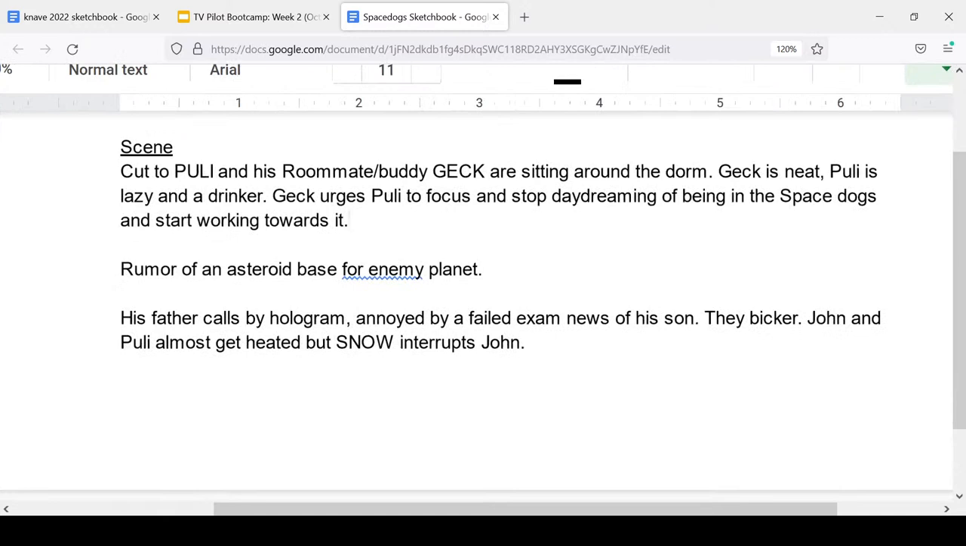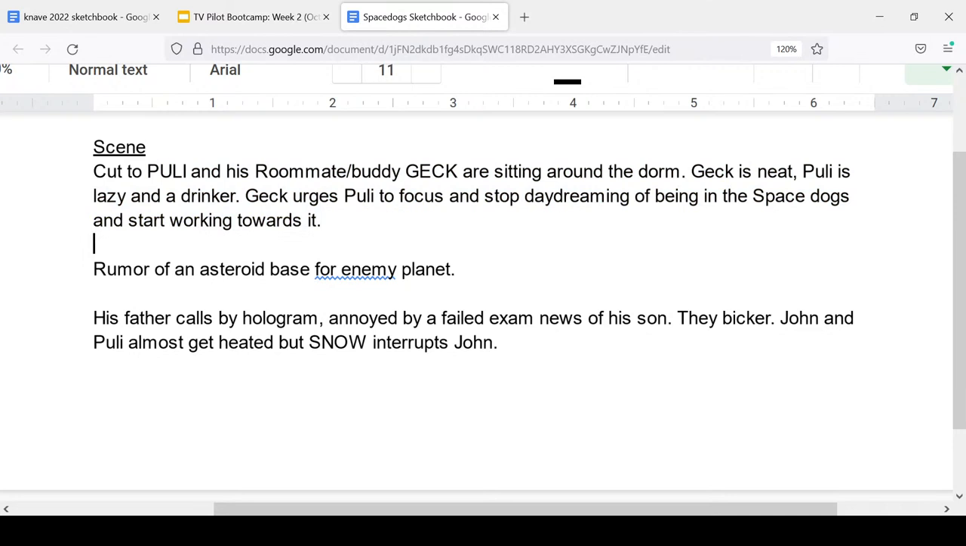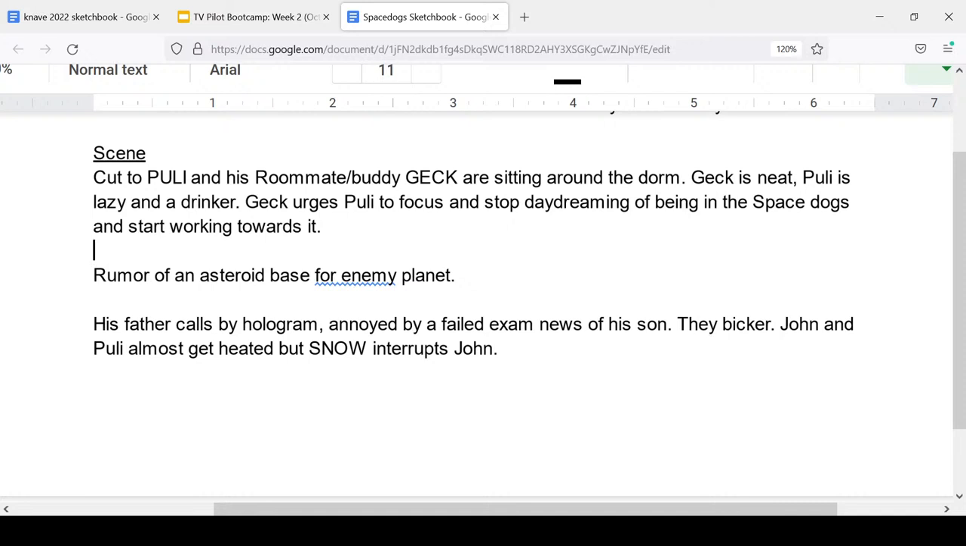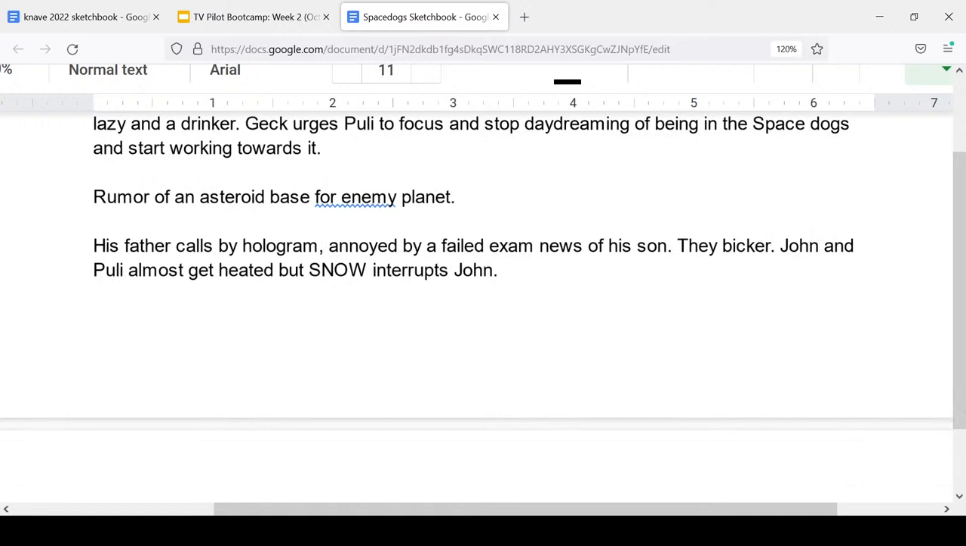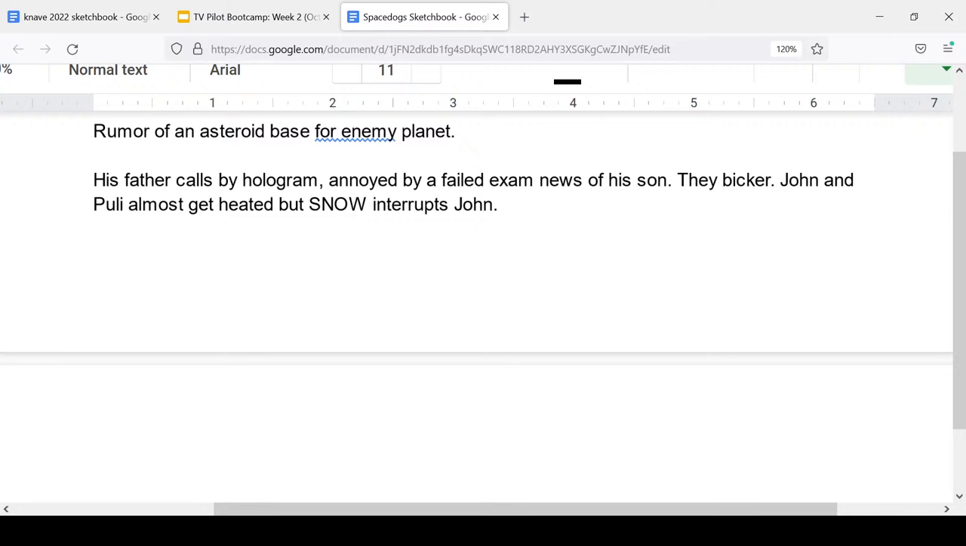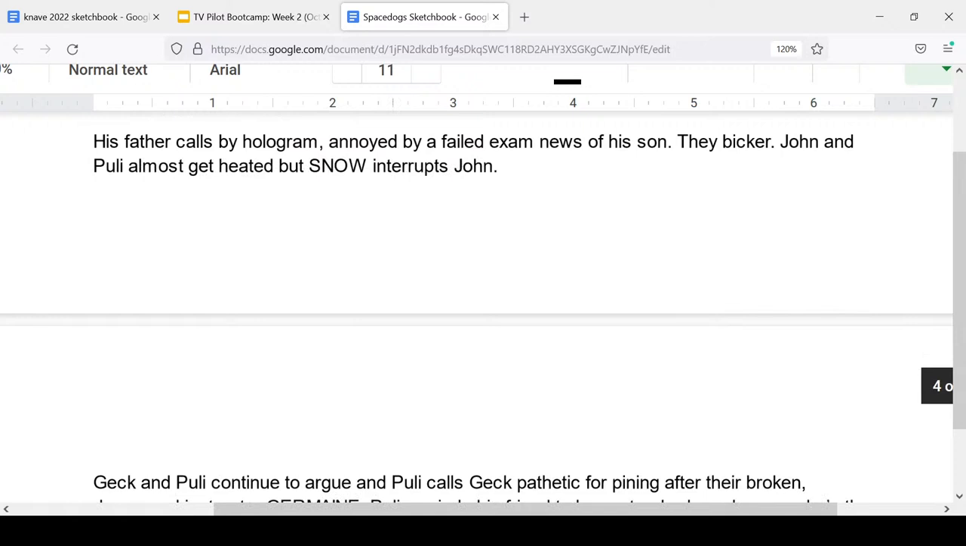Okay. So we cut to Pully and his roommate Gek, who are sitting around the dorm. Gek is neat, Pully is lazy and a drinker. So Pully is the central protagonist here. Okay. Gek urges Pully to focus, stop daydreaming of being in the Space Dogs, and start working towards it. There's a rumor of an asteroid base for an enemy planet. In orbit around an enemy planet, I guess? No, in orbit around theirs. Okay. We can find it. There's a rumor.